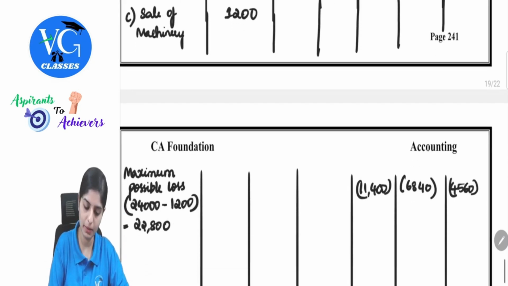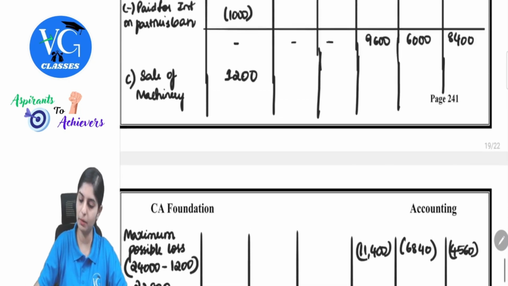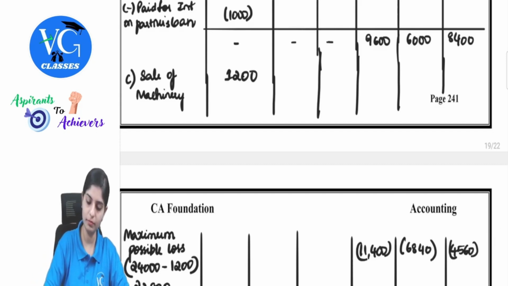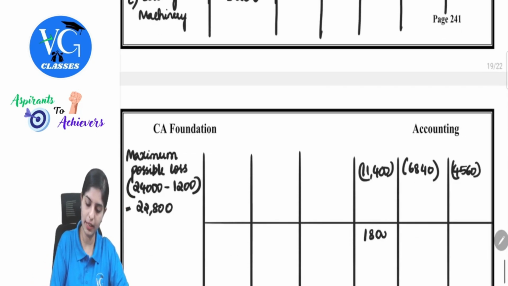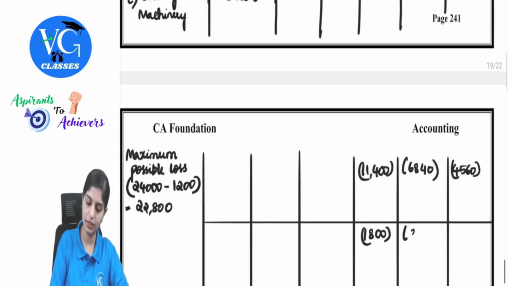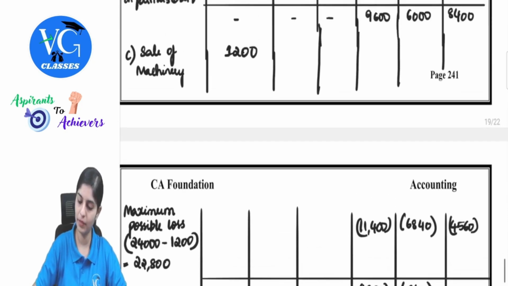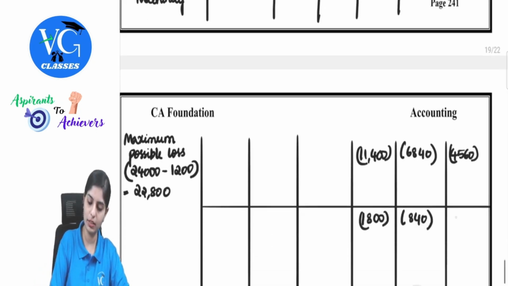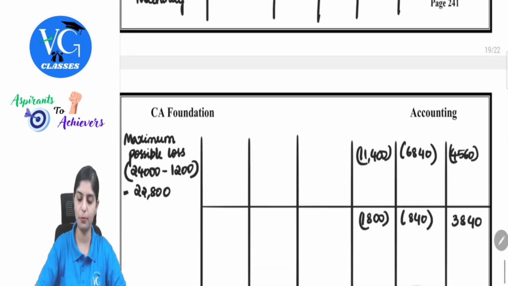Now, after considering the maximum loss, we will have to find how much capital balance is available. 9,600 minus 11,400 is negative 1,800. 6,000 minus 6,840 is negative 840. 8,400 minus 4,560 is positive 3,840.